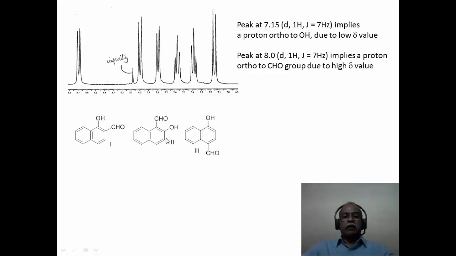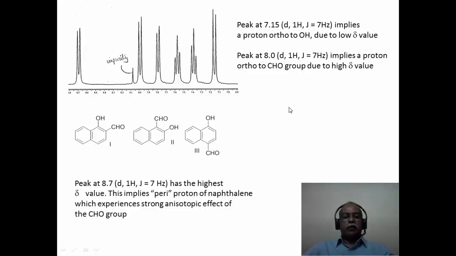Compounds 2 and 3 have a hydrogen ortho to the hydroxy functional group, so they can be retained. The peak at 8 ppm, which is this particular peak, again is a doublet. It implies there is a proton adjacent to the CHO group. So we can assume that this is the compound structure based on this information.